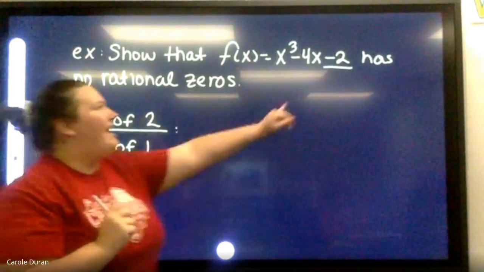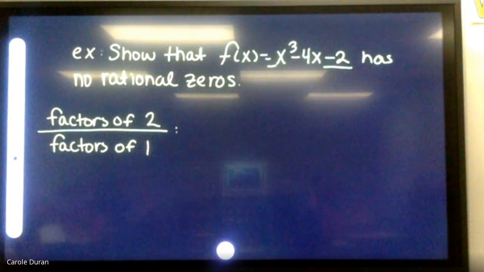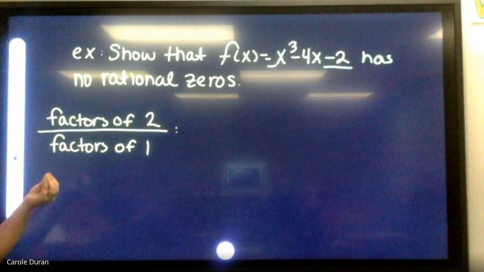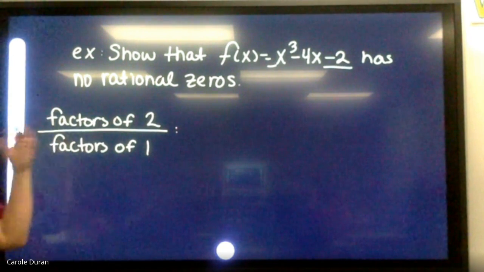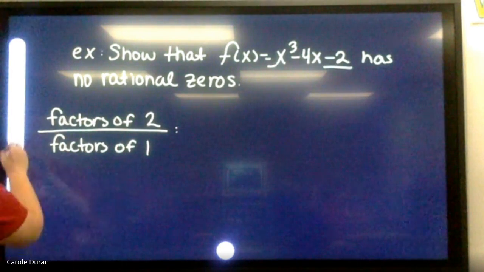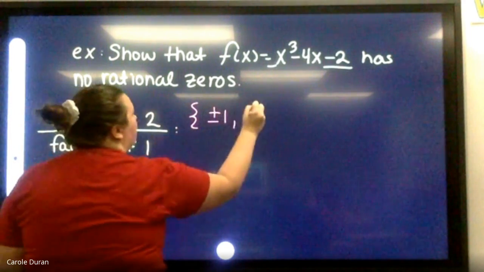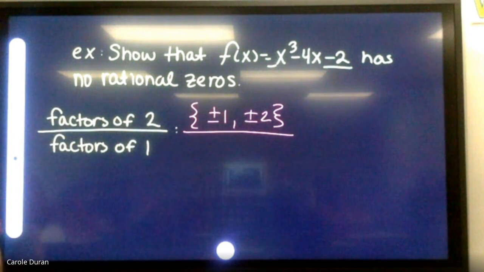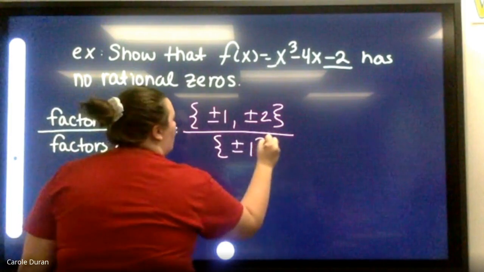So we always use the constant for our numerator factors, and we use the leading coefficient for our denominator factors. When I talk about the factors, I talk about numbers that multiply into that number. We include the positive and the negative versions, and we always do the positive and the negatives. So what numbers multiply together to get 2? 1 and 2. So I have to include positive negative 1 and positive negative 2. Divided by what multiplies together to get 1? Just 1. So I have to include positive negative 1.